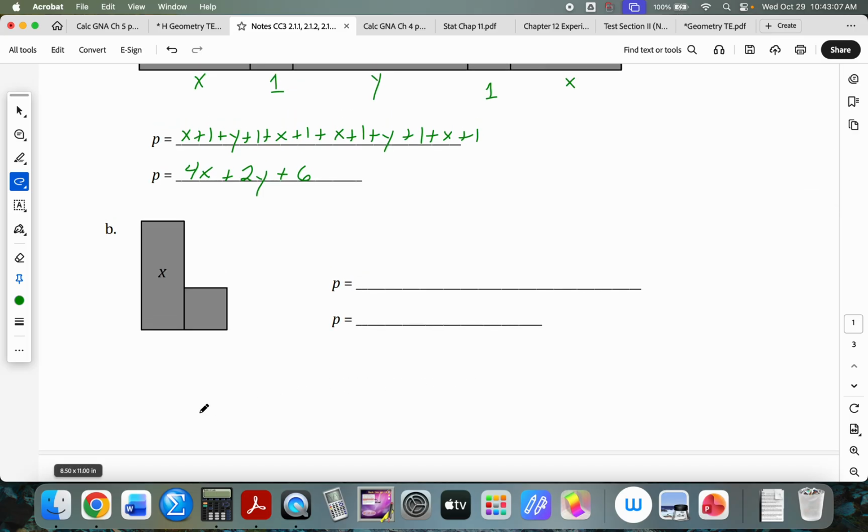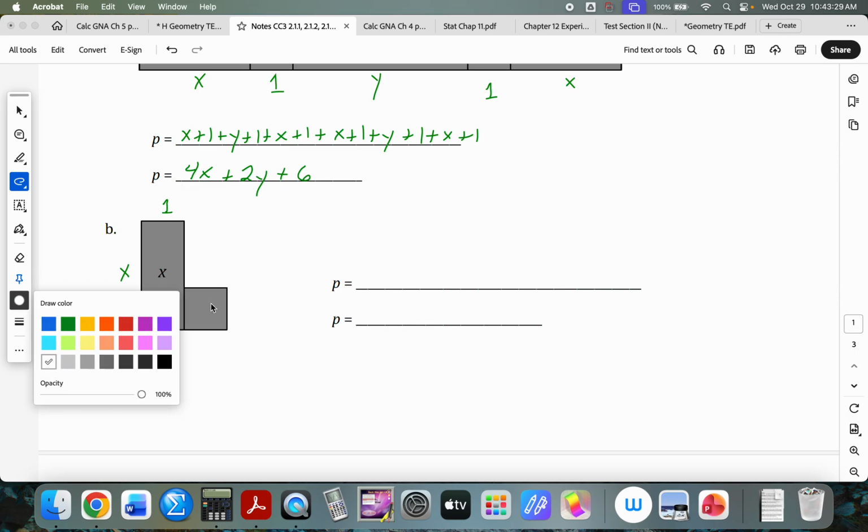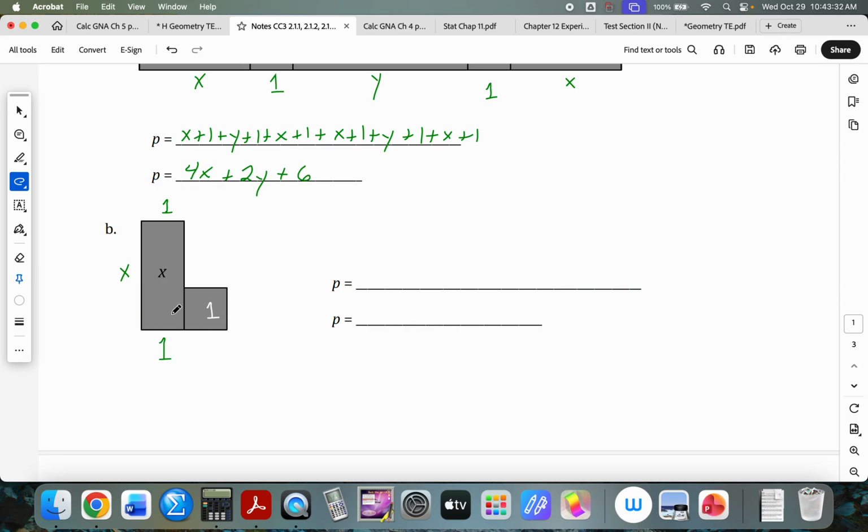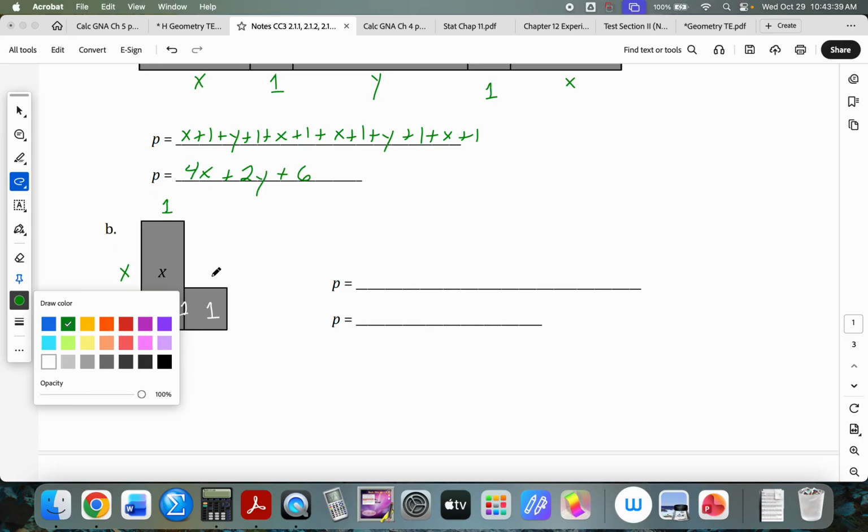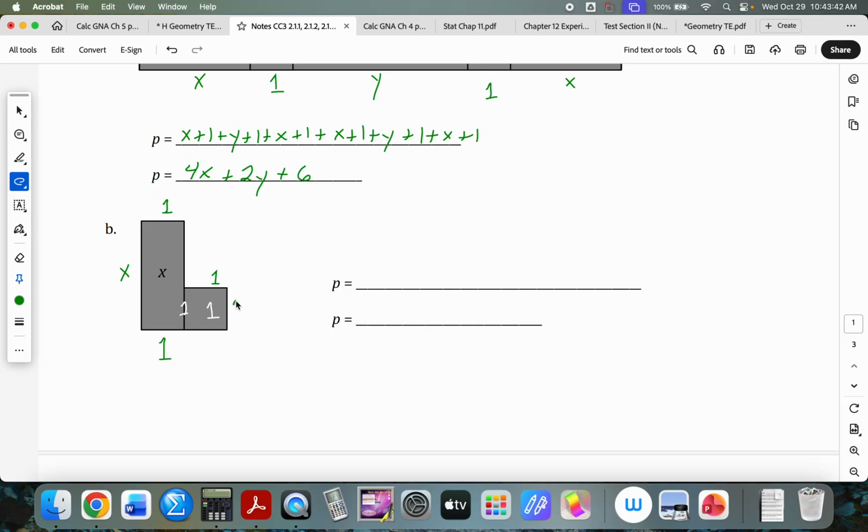All right, let's take a look at this one. For this tile, the long length is x, the short length is 1. Now, the question becomes, what is this distance right here? Well, since this area is 1, that means that this little piece is 1, and all these other little pieces are 1.